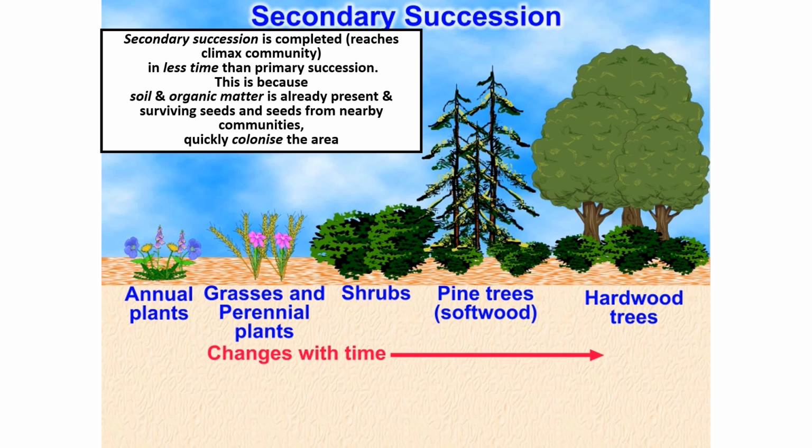And that's because there's already some soil and organic matter already present. So things like seeds, for example, may already be present in the soil, or seeds from nearby communities may blow in and quickly colonise the area because there is some organic material. So there's already some soil, there's some humus, the nutrients available for those plant communities. So we still get a series of seres or stages until we reach a climax community, but it's just that those seres or stages would occur more quickly.